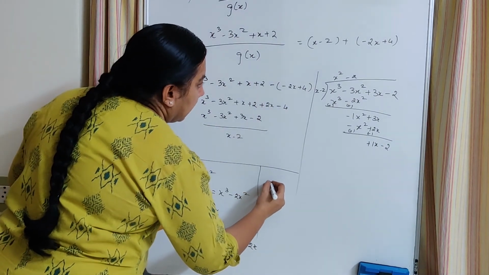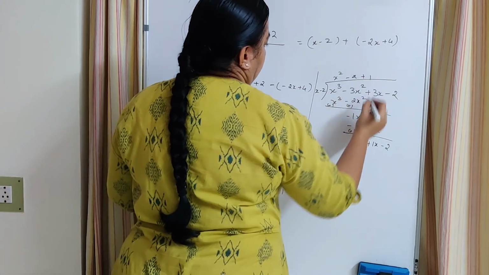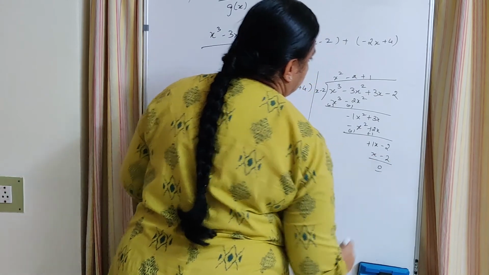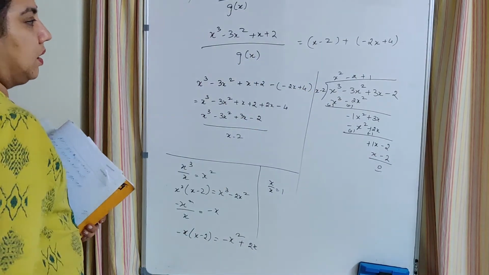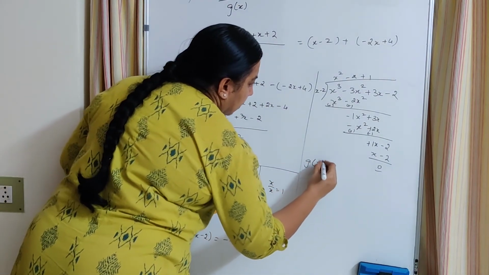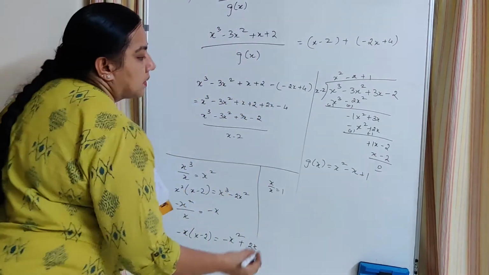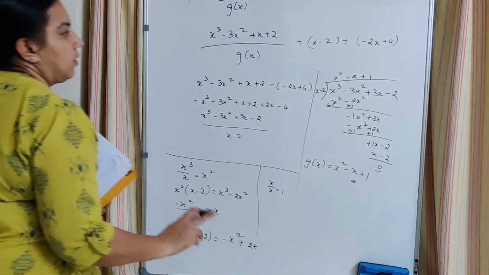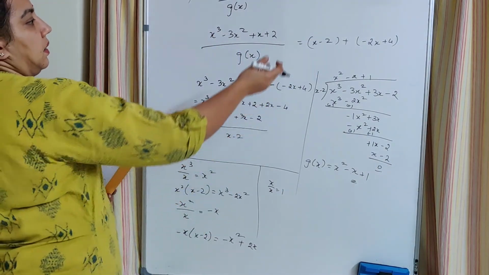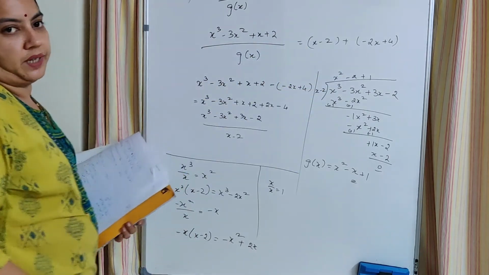Then again x by x is equal to 1. So plus 1, and I divide it, and this becomes 0. So I have got g of x. The g of x is equal to x square minus x plus 1. Simple answer. The only part you have to remember is first subtract the remainder. Then go divide it with the quotient, you get the g of x.